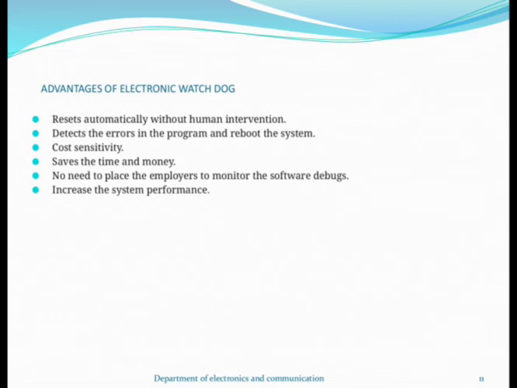Advantages of an electronic watchdog. Now let's see what advantages an electronic watchdog offers us. It resets automatically, without any human intervention. It is capable of detecting errors in the program and rebooting the system. It is cost effective; it saves time and money. There is no need to employ people to monitor software debugging. It increases system performance. These are some of the main advantages of an electronic watchdog.